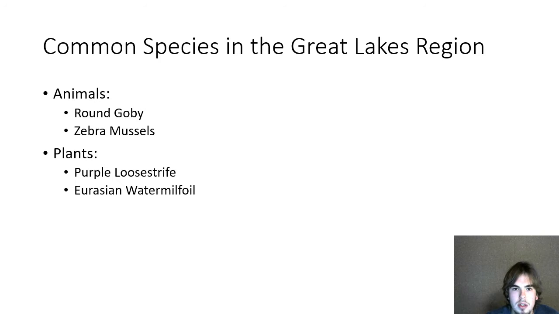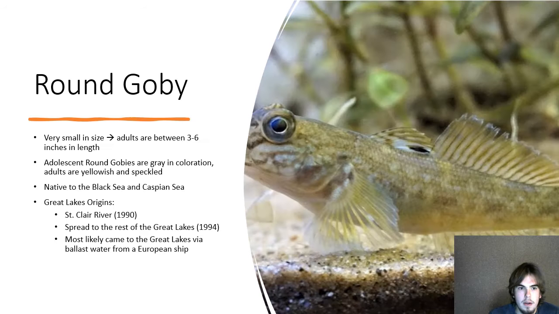Some common invasive species in the Great Lakes region that I'm going to be focusing on are the round goby, zebra mussels, the purple loosestrife, and the Eurasian water milfoil. And we'll get into those right now. So the round goby is a very small fish. Adults are between 3 to 6 inches in length. Adolescent round gobies are gray in coloration, and adults are yellowish and speckled.